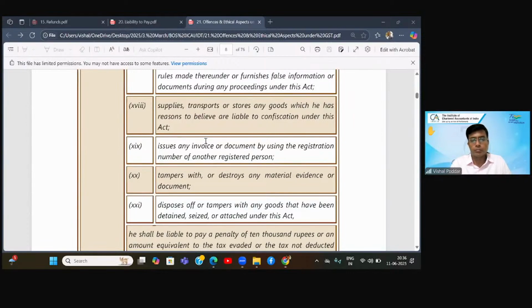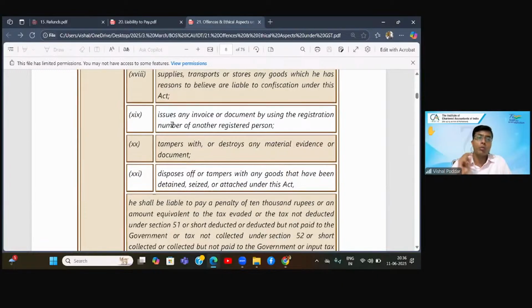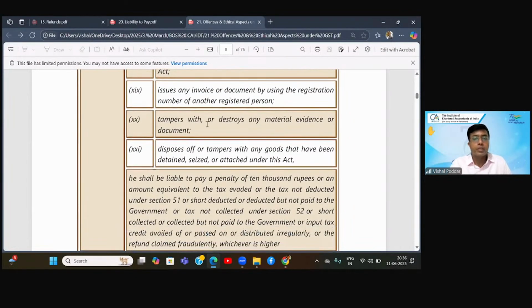Next. Issue any invoice or document by using the registration number of another person. So up till now, what you were doing was limited to yourself. Now, what you are doing is, you know somebody else's GST number, you are issuing invoices using that person's number. This is a blatant, I'll say, misuse of the provisions of the law, and definitely it is a very big crime. Tampers with or destroys any material evidence.